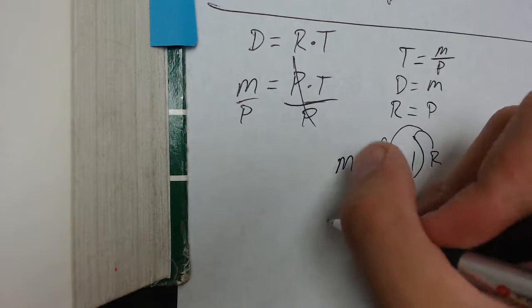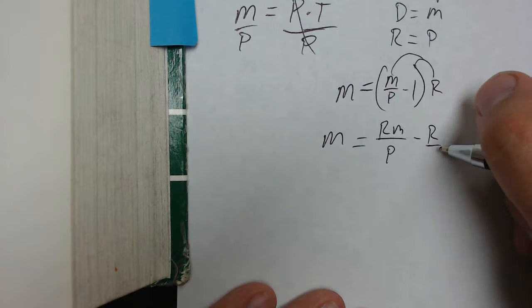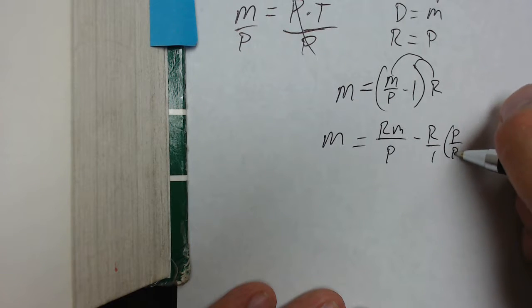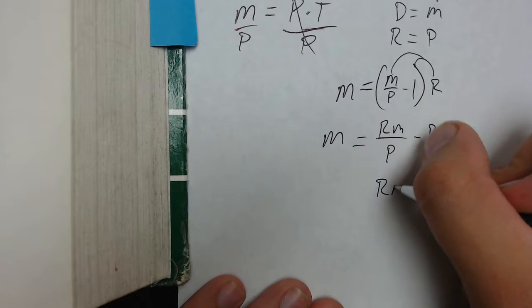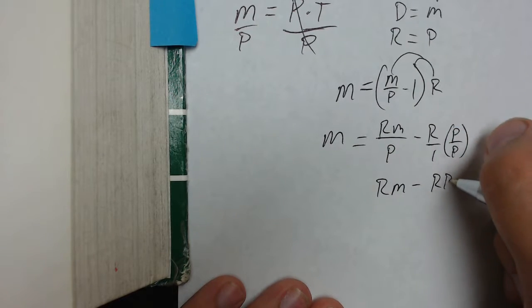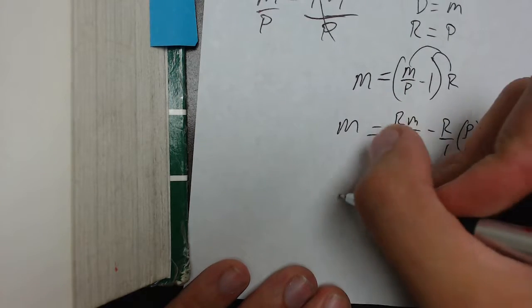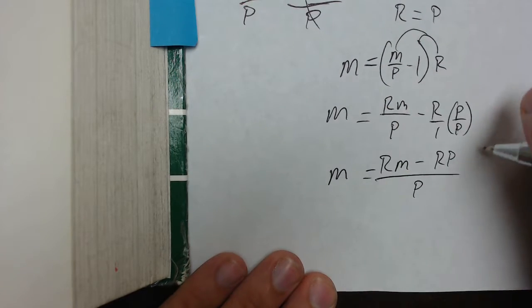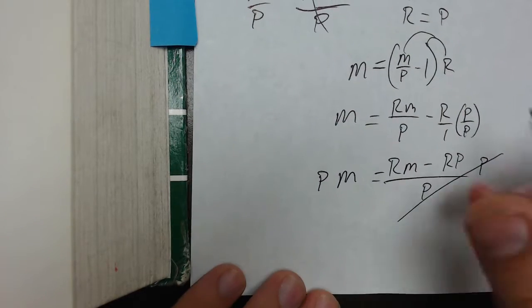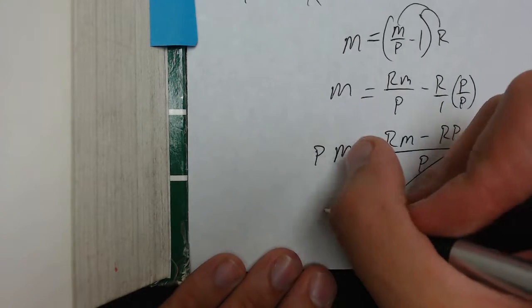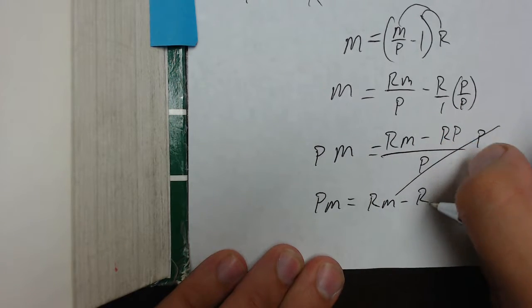All that's going to equal M. From here, I need to multiply R over 1 by P over P. So that way I get Rm minus Rp all over P. That's going to equal M. From here, I can multiply each side by P. That will cancel out. So now my new equation is Pm equals Rm minus Rp.